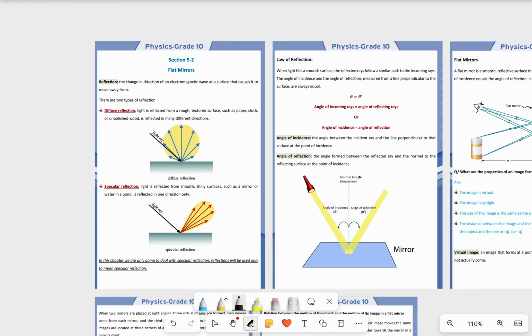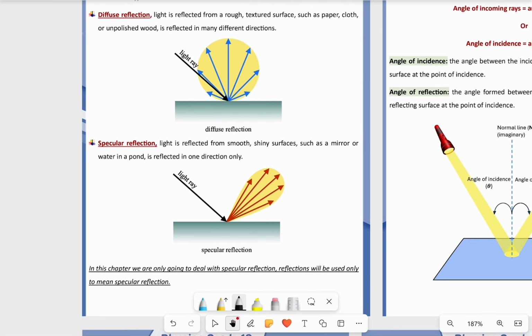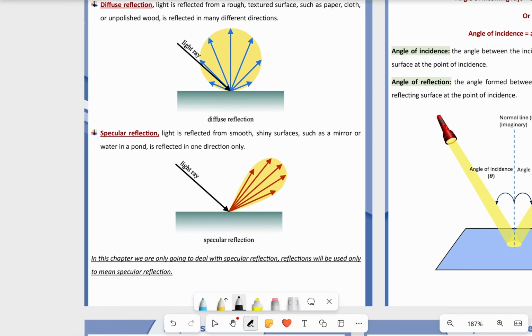We have two types of reflection. We have diffuse reflection, when the angles of incidence and angles of reflection are not the same. It happens on rough surfaces like a stone, a carpet, a paper, an unpolished wood. These are all types of diffuse reflection. We have specular reflection. It happens on shiny and smooth surfaces, like the surface of water, a plane mirror, or a flat mirror, or water on a calm day. These are all types of specular reflection.